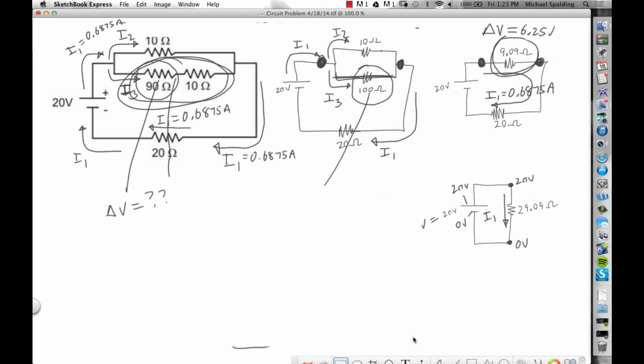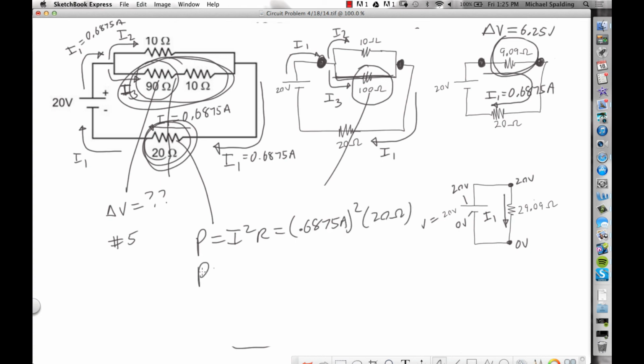Okay. So number five was the power of the 20. The power of the 20. Use I squared R. So the current through there is 0.6875 squared, times 20 ohm. The power of the 20 comes out as 9.45 watts.